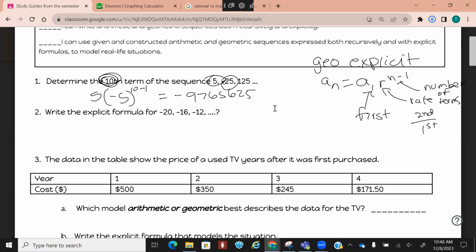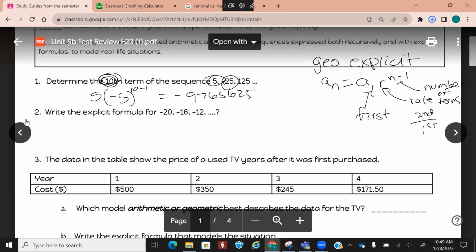Okay. On number 2, though, is this geometric or is this arithmetic? So are we multiplying each time, or are we adding or subtracting something? How do we get to the next number? We're adding 4. What will we be multiplying by from 20 to get to 16? We wouldn't. We would be adding 4. So what's our explicit for arithmetic? Well, it's a sub 1 plus d times n minus 1. So this is our arithmetic explicit formula.